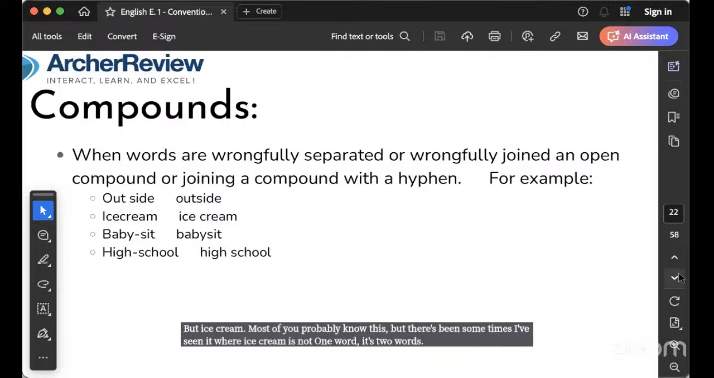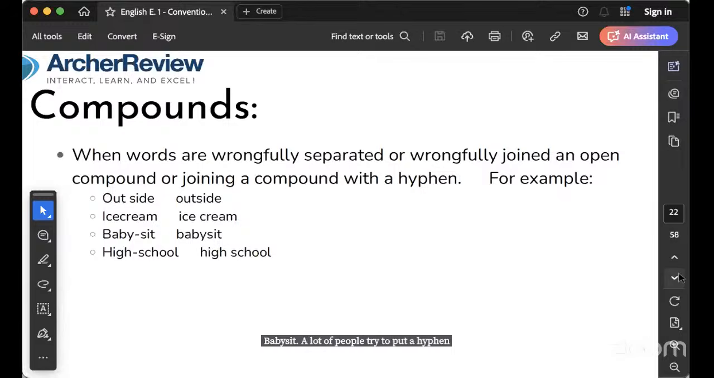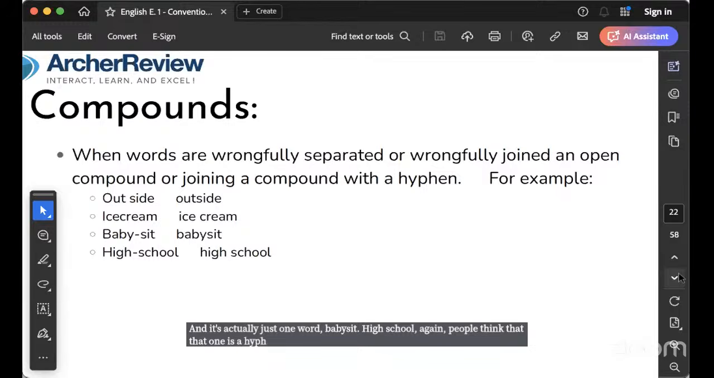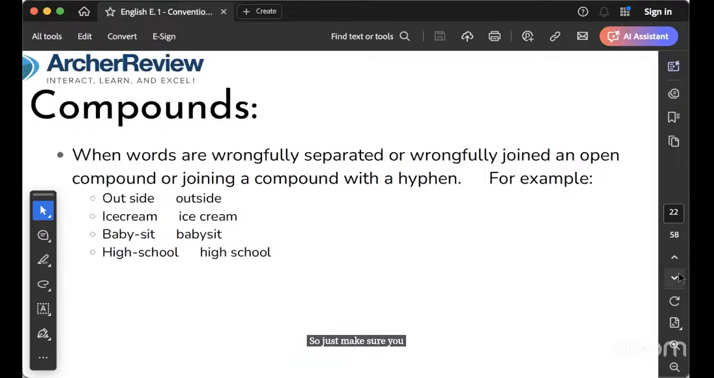Babysit, a lot of people try to put a hyphen with that, and it's actually just one word, babysit. High school, again, people think that that one is a hyphen, but that one's not a hyphen, and it's not one word, it's two words. So just make sure you familiarize yourself with compound words as well.